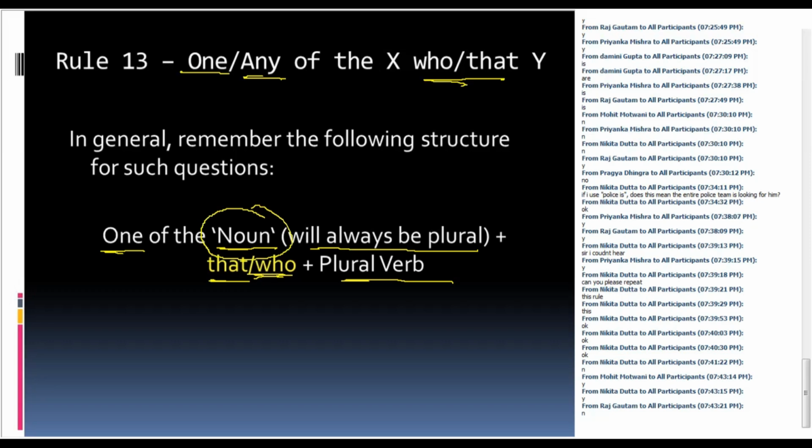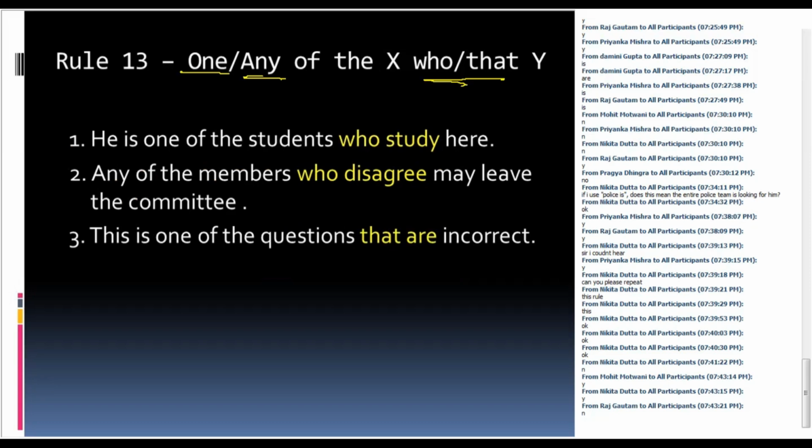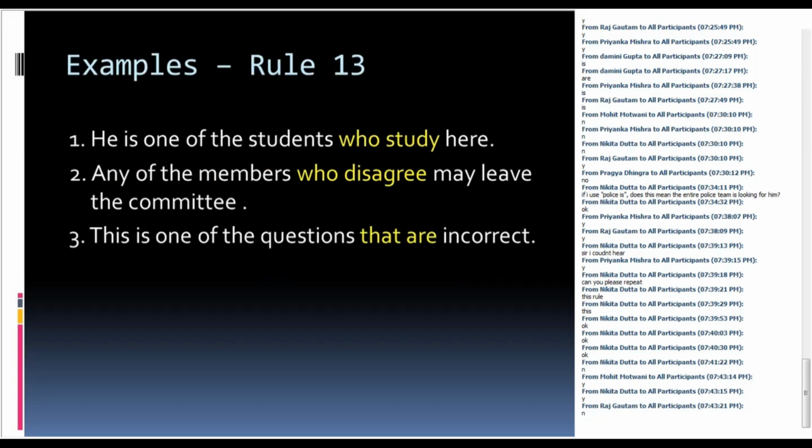Rule number 13 is something in which lots of students are confused. Many students are confused, so please pay attention to the example sentences. Here, he is one of the students. This is plural. After that, you have the word who. If that is the case, you will have to use a plural verb.